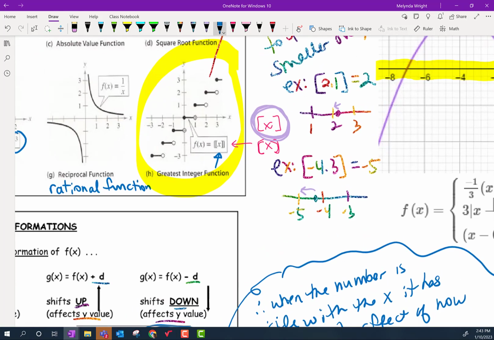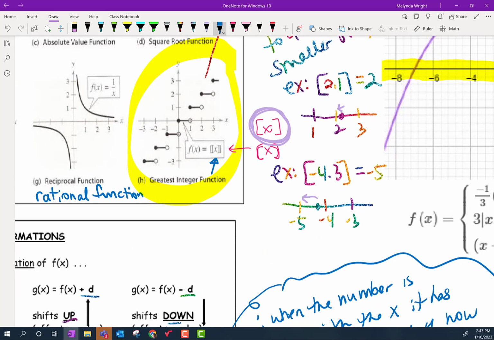And where one of these ends, see how there's a hole there? The next one begins with a solid point. That's how the greatest integer function works. When one ends with a hole, the next step starts with solid. These are like steps, which is why some textbooks call this the step function instead of the greatest integer function, like stair steps.